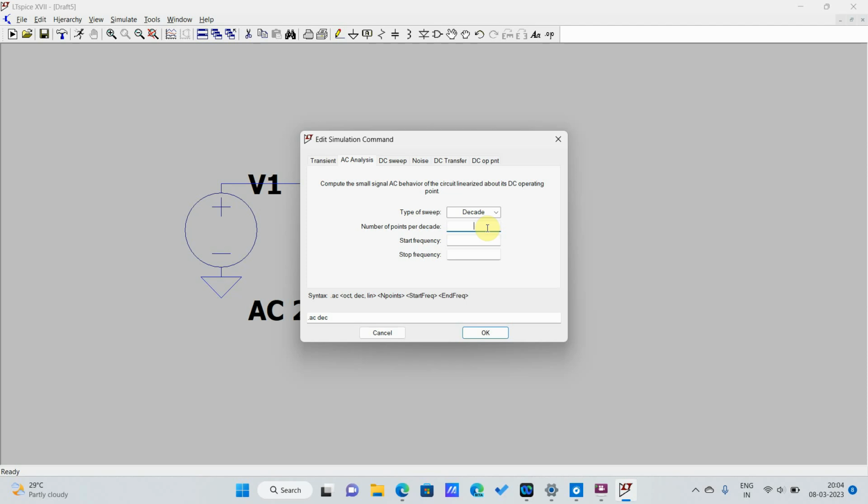For example, if I were to put the number of points per decade as 100, and from 10 to 100, if I were to zoom in, I can get 100 such points. So I'll keep the number of points per decade as 100. Now start frequency, the frequency from where you want to begin the frequency response plot. It should be a positive value, so we'll give it as 1 hertz. And the stop frequency is usually a large value, so megahertz or maybe gigahertz. We'll give it as 1 gigahertz for now.